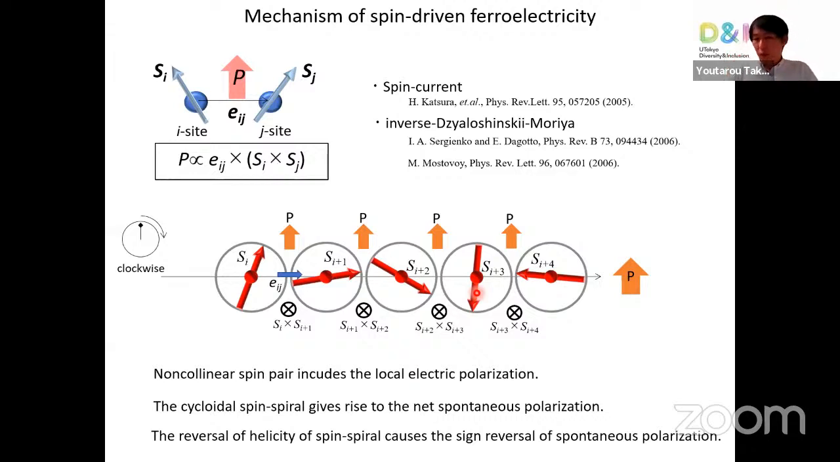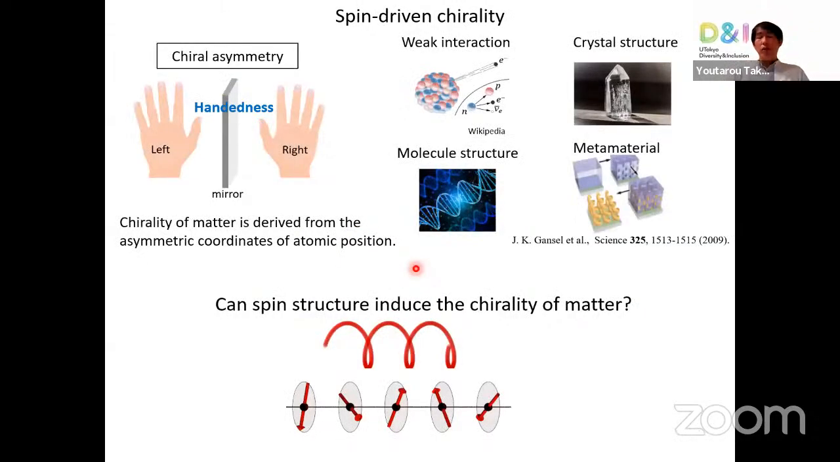The important point is if we change the helicity of this cycloidal spin structure from clockwise to counterclockwise, we observe the sign reversal of the spontaneous polarization. So the change of the sign of the polarization means a change of the helicity in this spin structure. Okay, so we have a different type of symmetry breaking. That is chirality.